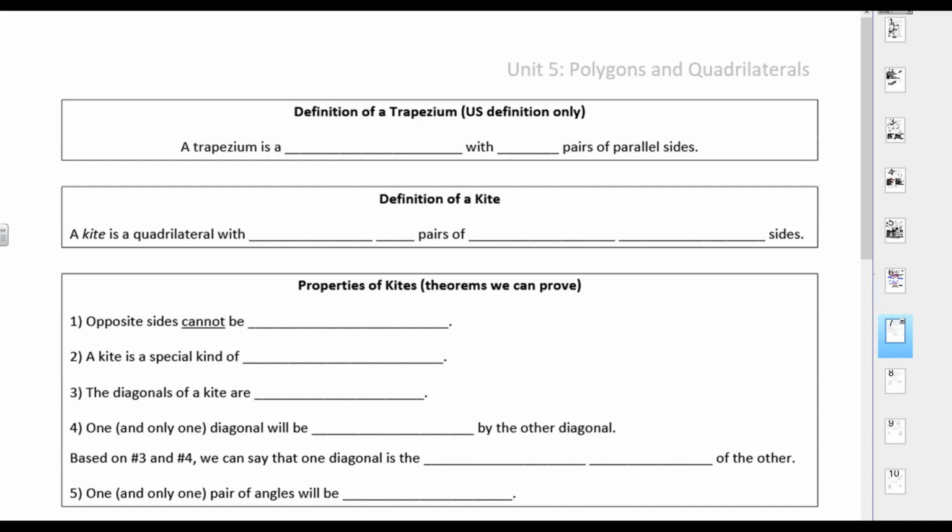Next, we come to trapeziums, and this is only a US definition. If you say trapezium to somebody in the UK, they will think you are nuts, or they'll think that you're talking about trapezoids. But a trapezium is a quadrilateral with no parallel sides, none whatsoever.